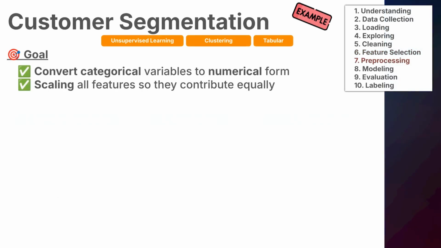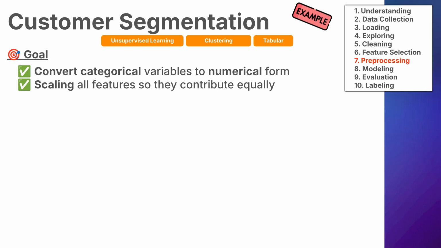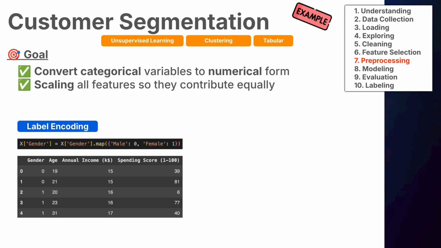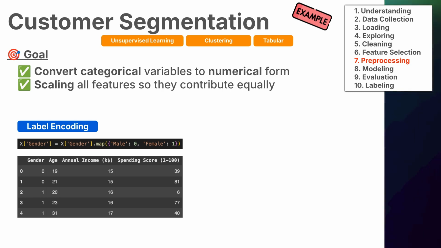Seven, preprocessing. To prepare the dataset for k-means clustering by converting categorical variables to numerical form and scaling all features so they contribute equally to the clustering algorithm. First, label encoding for gender. In this case, we use label encoding with the map method. This replaces female with 0 and male with 1. This is suitable because gender is a binary categorical variable and mapping keeps the result clean and compact with just one column.